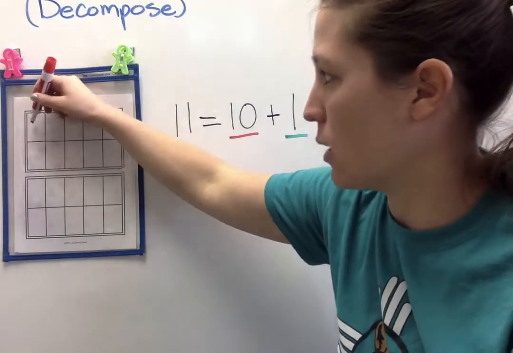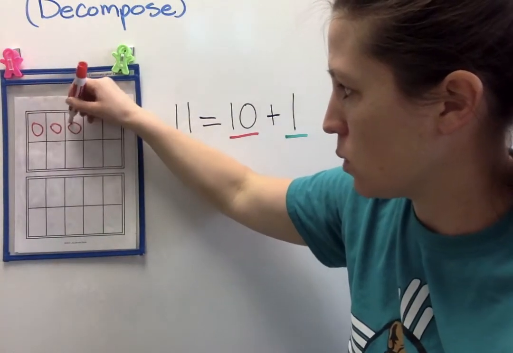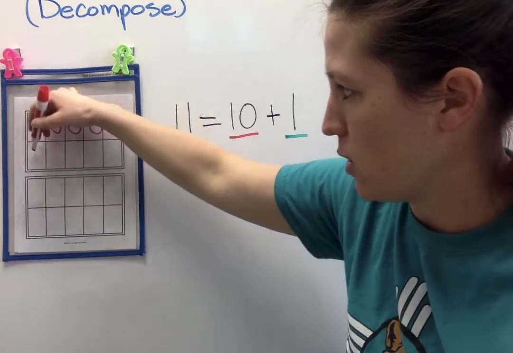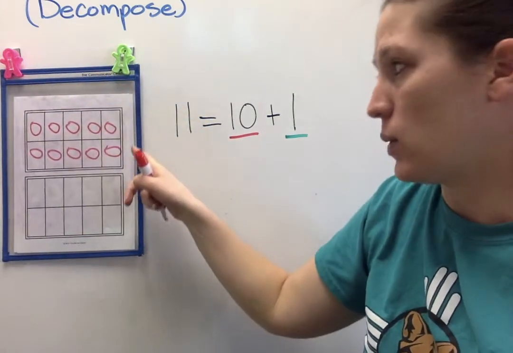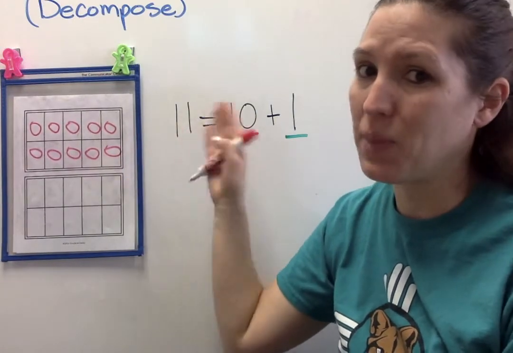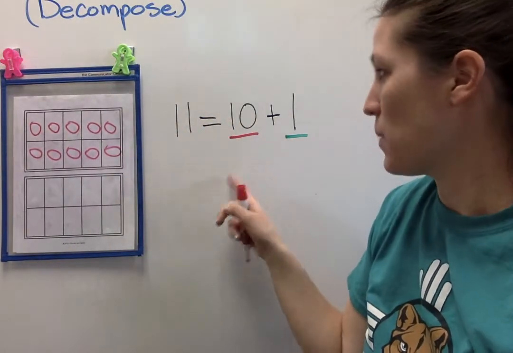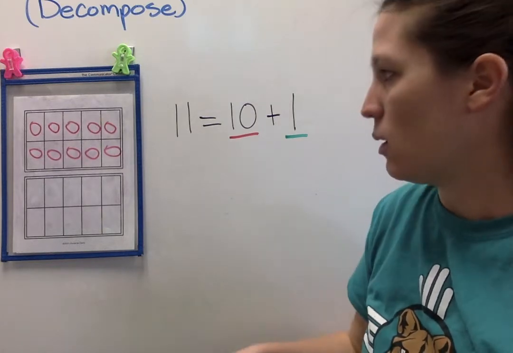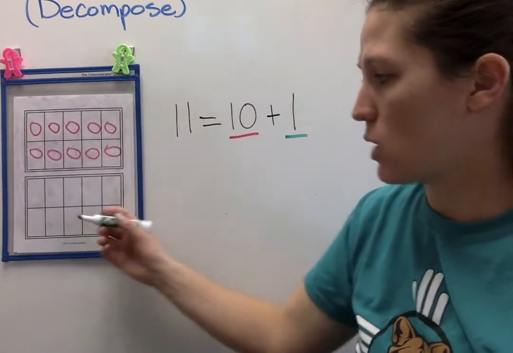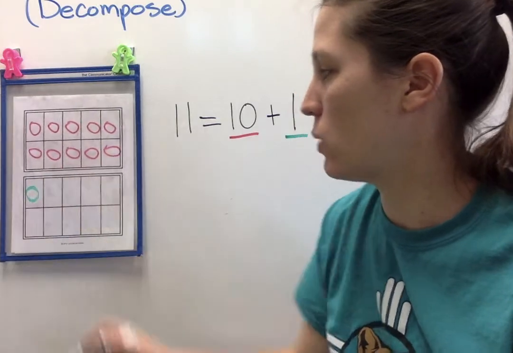Let's start with our group of 10. 1, 2, 3, 4, 5, 6, 7, 8, 9, 10. I know a 10 frame has 10 windows, so I filled it up. That's 10. There's my group of 10. Plus a group of 1. This 10 frame's full. I'll go to the next one. Just like when we read and write.